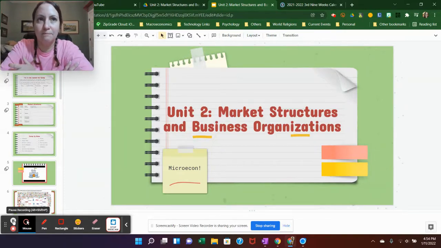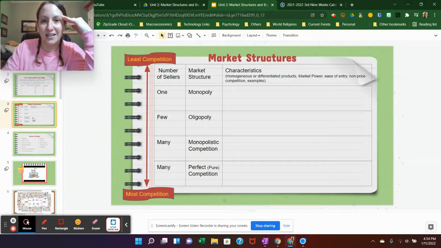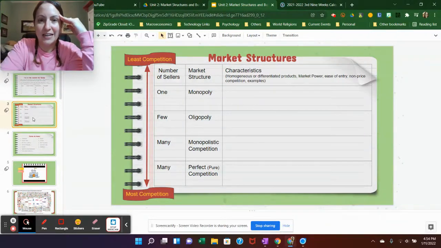So, I have a sheet of paper that you're going to be filling out. If you're in the first period, it's going to be on the back filing cabinet. It is a table that looks something like this. It has market structures on it. It's got boxes. You're going to fill it out.